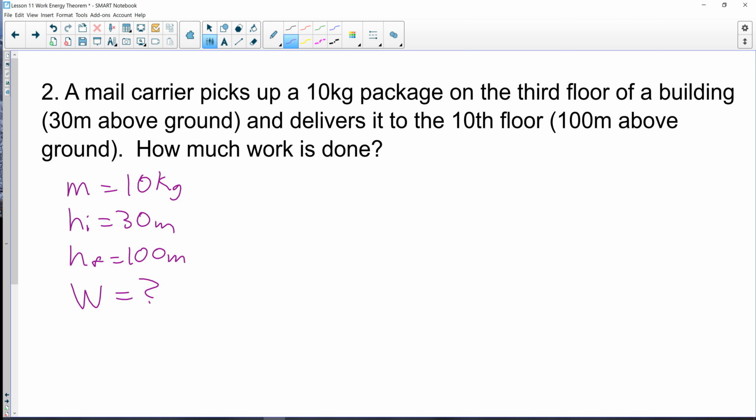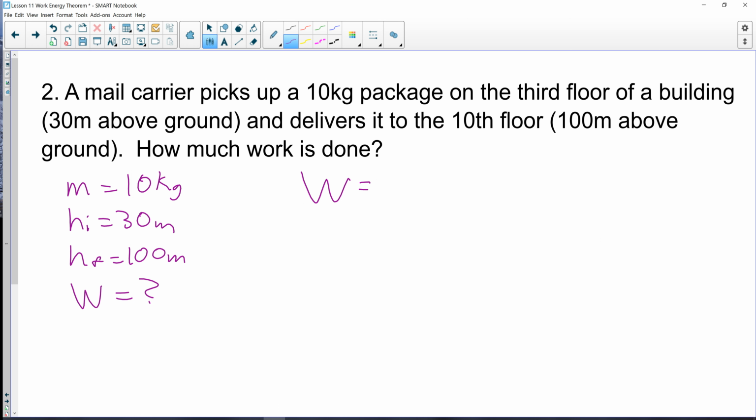So if they tell me you need to calculate how much work is being done, is this definitely a work energy theorem question? Yes. Sometimes questions are nice that way, and they just tell us what kind of question it is. So in this case, I know that work is being done. What kind of energy is that work changing?